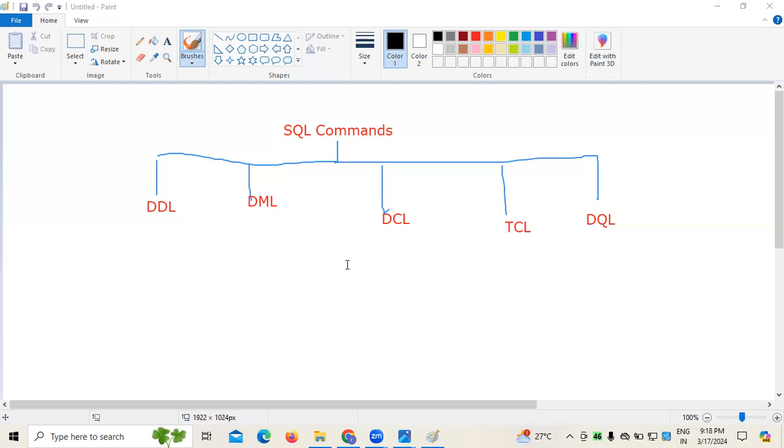This is the one which is used to grant or take back the authority from any user. This is called DCL, which stands for Data Control Language. It means grant, revoke, all that.